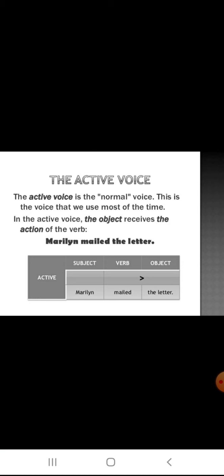Merlin mailed the letter. In this, Merlin is the subject, mailed is the verb, and the letter is the object. Here, the object receives the action. When the object receives the action, that is an active voice.